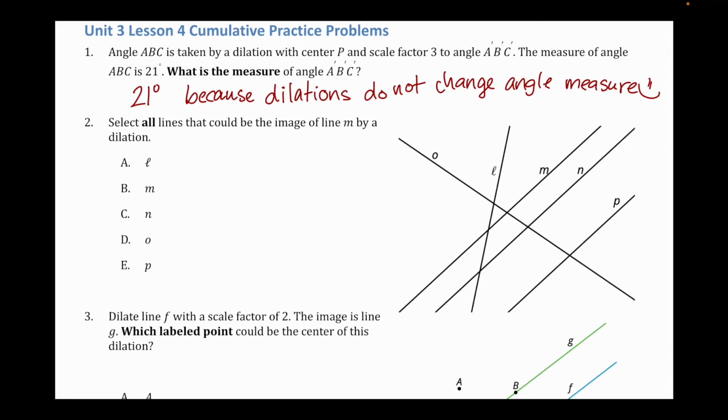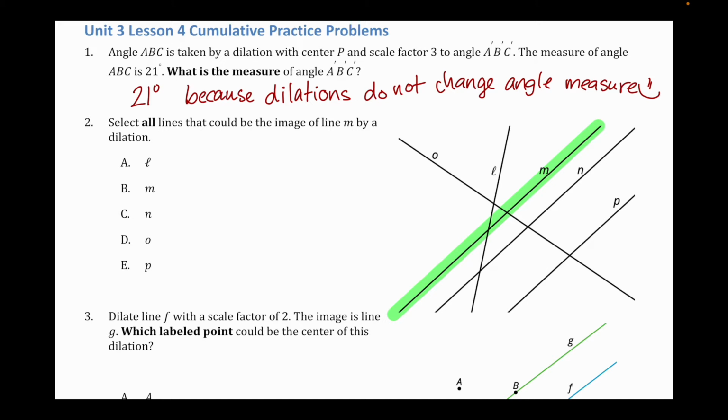We want to select all lines that could be the image of line M by a dilation. So let's identify where line M is. I am going to say, oh, it's right here. I'm going to highlight it just so that I have an idea of what line I'm looking at here first. Okay, so line M. And then we want everything that could be a dilation of line M.